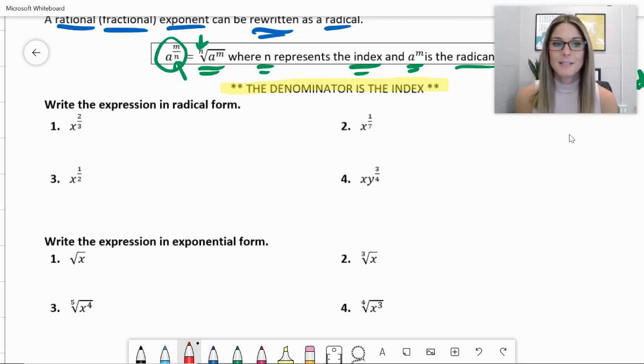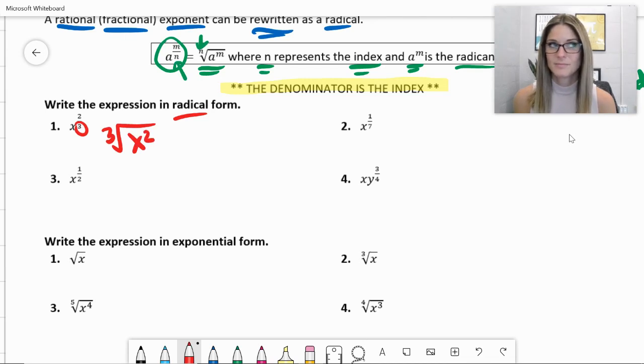So let's look at some examples. The first section, write each expression in radical form. Notice all of our problems have exponents, so we're changing it from the exponential form into radicals. So the first one, x to the 2/3. The 3 is the denominator, so I'm going to have a cube root of x squared. And you're done.